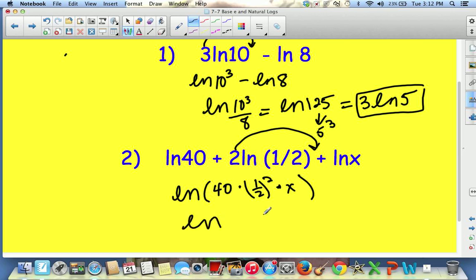We're going to get, what is it? 10x. Now, can you write 10 as a power? No, it doesn't come out nice. So we're just going to go ahead and leave it as is. So there you go. Properties still apply to our natural log.